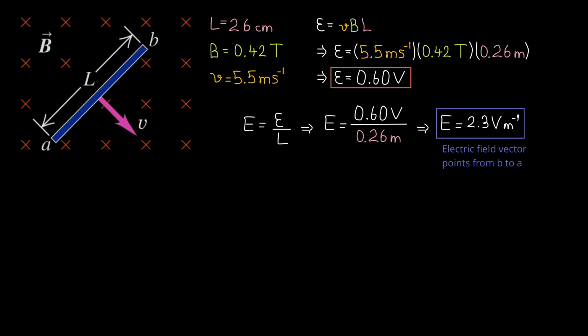What if the rod was moving out of the page or into the page in that direction? In that case, V cross B would be 0, because V would be either parallel to B or anti-parallel to B. Both will result in the cross product being equal to 0. In that case, we wouldn't have any magnetic force acting on the charged particles. So again, there will be no potential difference forming between the ends of the rod.